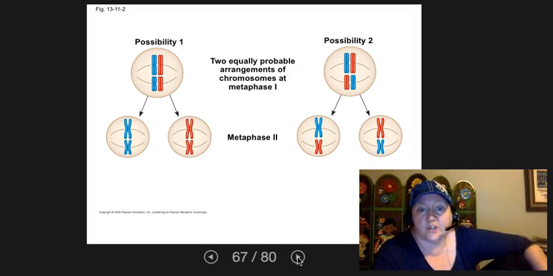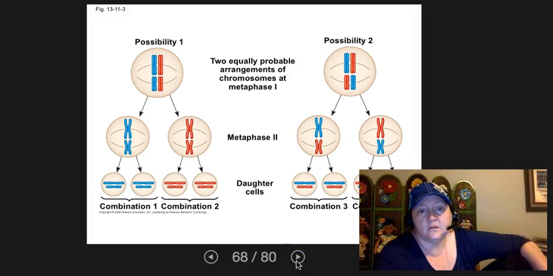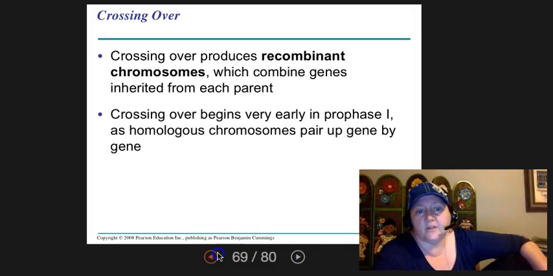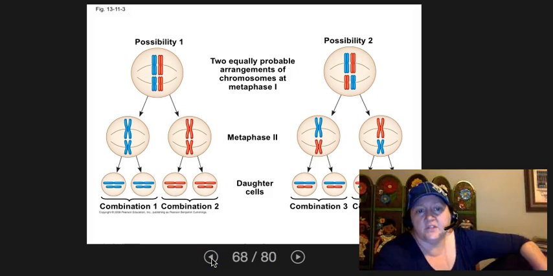This is just the visual to go with that, so I'm starting you off here. Possibility 1, possibility 2. I'm only at metaphase. I'm going to get these daughter cells, so I have all these different combinations: 1, 2, 3, and 4. But this is just on a 2 chromosome individual. Now let's work that through when we're talking about 23 chromosomes. There's where the 8 million comes in.